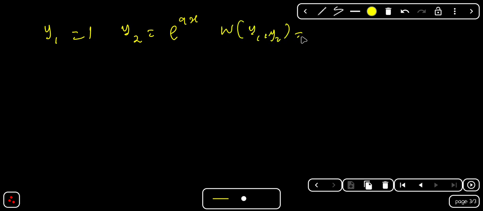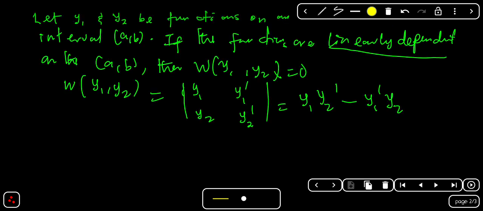Thanks for doing that. Now, the third question: y1 equals 1, a constant function, and y2 equals e raised to the power of ax. We want to check if these functions are linearly independent or linearly dependent. So the Wronskian of y1, y2 equals y1 y2 prime minus y1 prime y2. I think I got it now. Yeah, let's check. Yeah, I got it now.